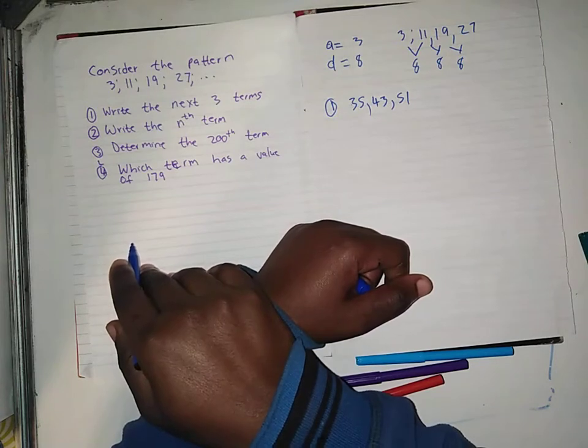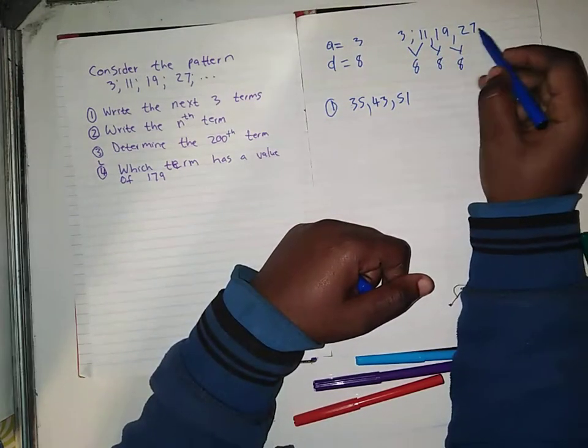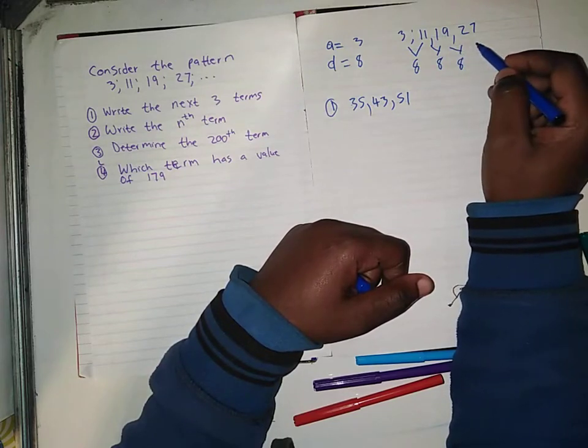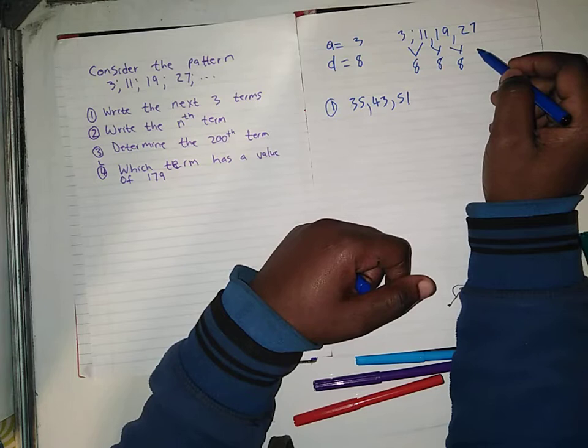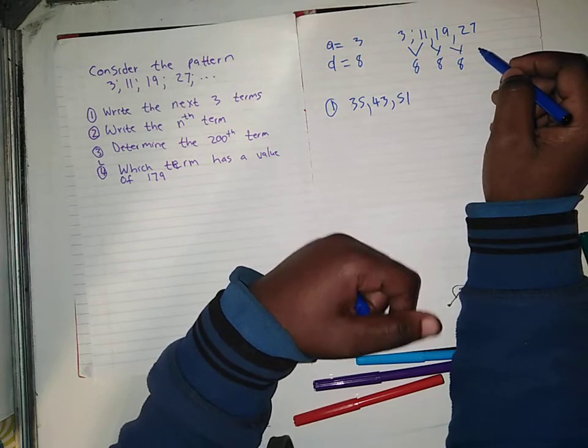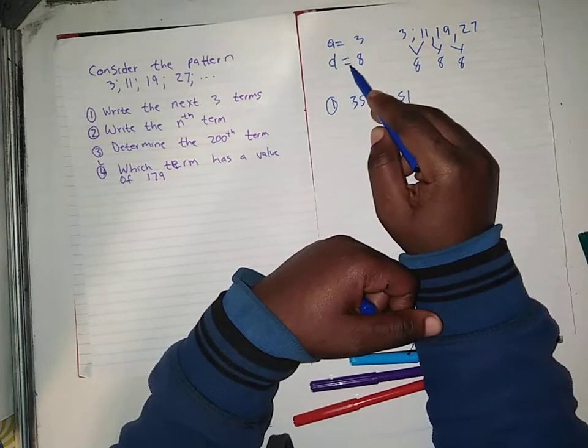Now question number 2, write the nth term. What is the nth term? The nth term is a general equation. Okay, so in this particular case, we know we've got an arithmetic sequence or a linear pattern. How do we know that? We know that because when we were looking at the differences between the consecutive terms, it turned out that the differences are exactly the same. So because of that, we've got a linear pattern or an arithmetic sequence. So we already have a, which is 3, and d, which is 8.